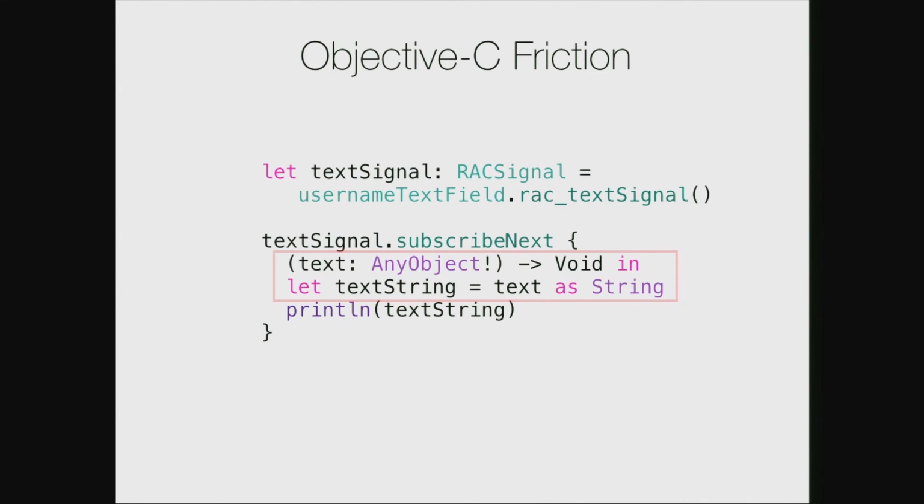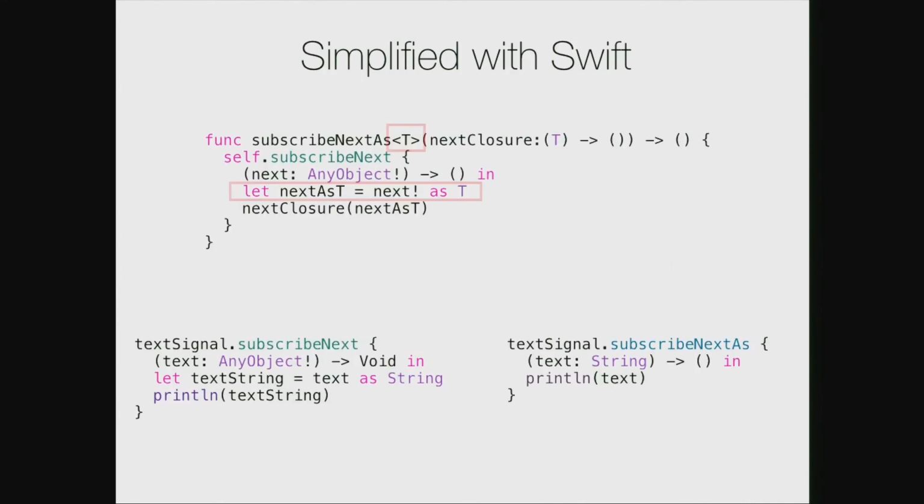Again, this isn't great. What you can do is simplify things a little bit. When I work with ReactiveCocoa and Swift, I've got a collection of little shims that basically tidy up these loose edges. So rather than subscribe next, I have a subscribe next as, which is basically a crafty way of hiding this cast.